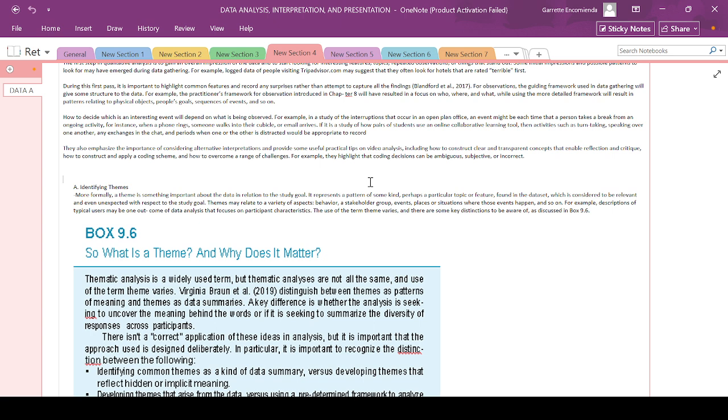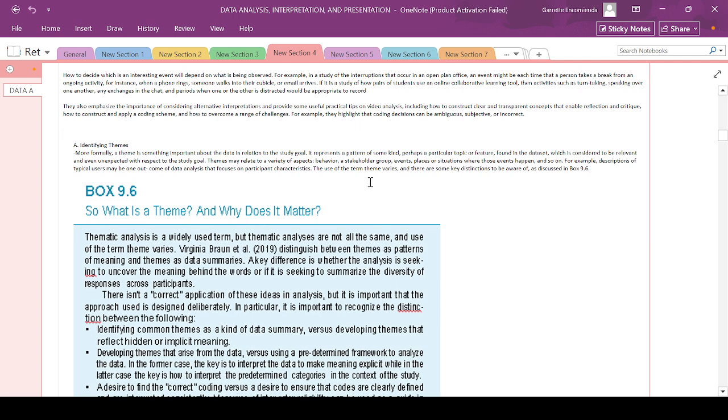So this is the use of data analysis: you're not just thinking about what you want to do, but you have an ability or skill to zoom out and balance it by asking what are the contradicting information that would challenge your assumptions on the data. For example, they highlight that coding decisions can be ambiguous, subjective, or incorrect. Because you're the only one doing the coding, you are prone to bias, because you're just one person experiencing one thing.